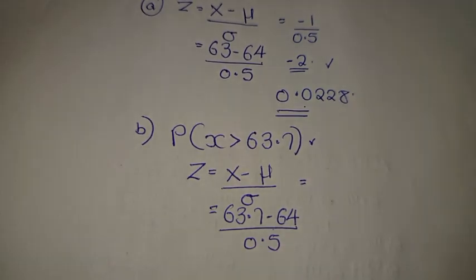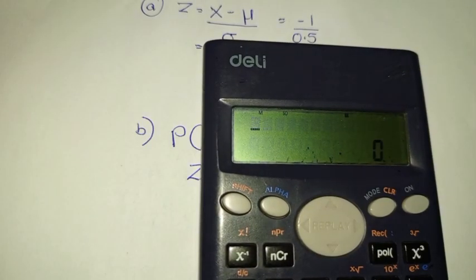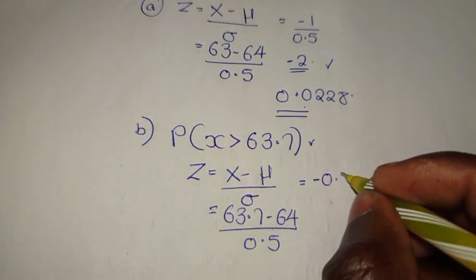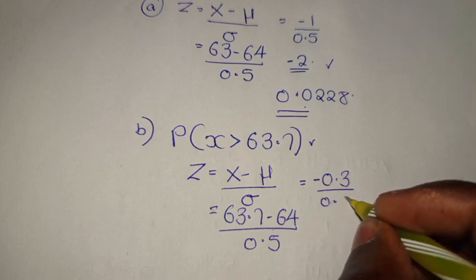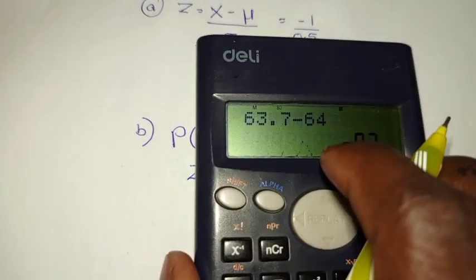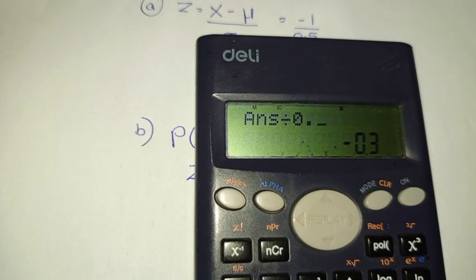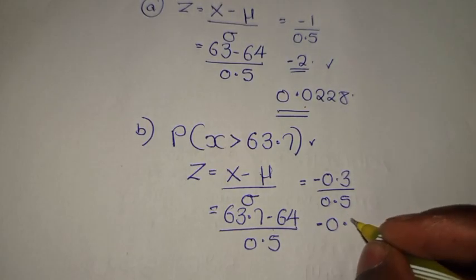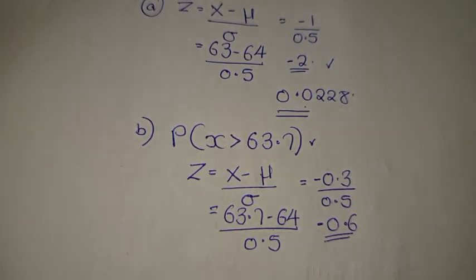We know for sure that 63.7 minus 64 gives us negative 0.3, and we divide this by 0.5. When we divide negative 0.3 by 0.5, we get the value to be negative 0.6. So we now go on our normal distribution table as we did earlier. So remember, this is now negative 0.6.